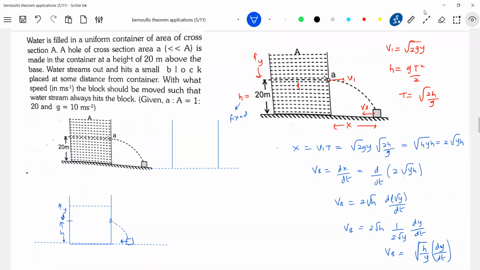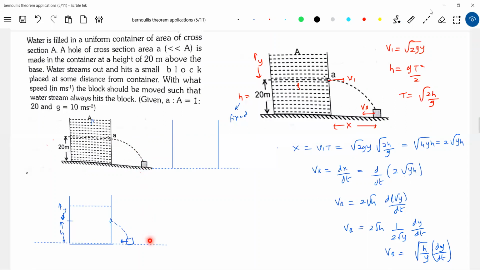The level of liquid will be falling continuously, and you should move the block. As the level of liquid falls, what will happen to the range of the jet? The range of the jet is going to change. For that purpose, you should displace the block. So he's asking at what speed the block should be moved so that the stream will always hit the block.